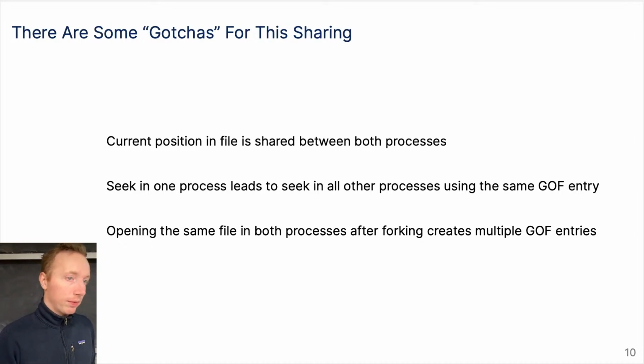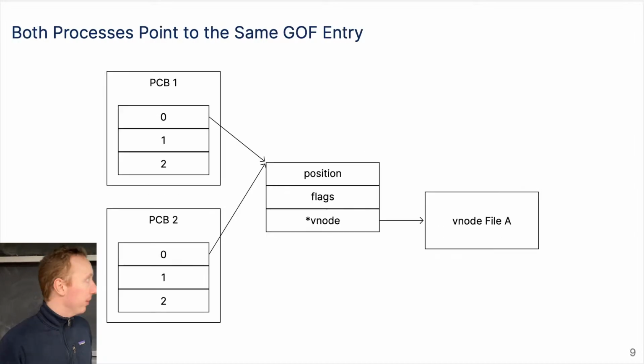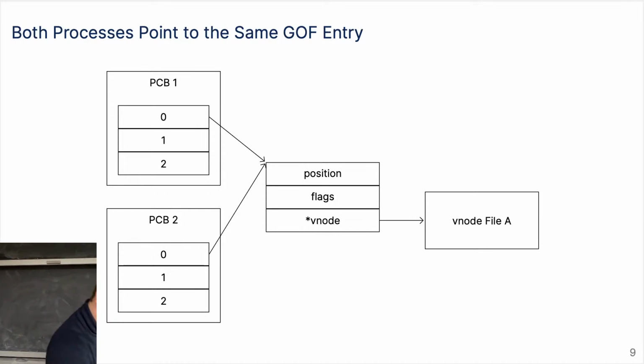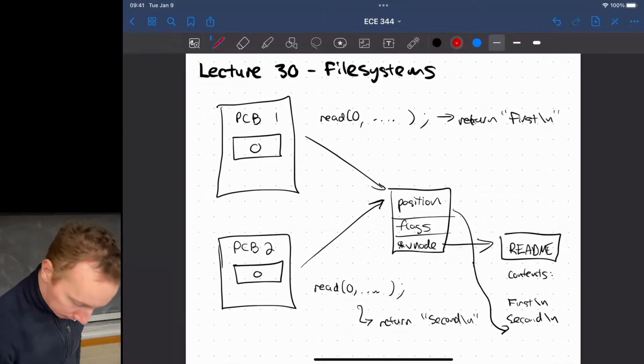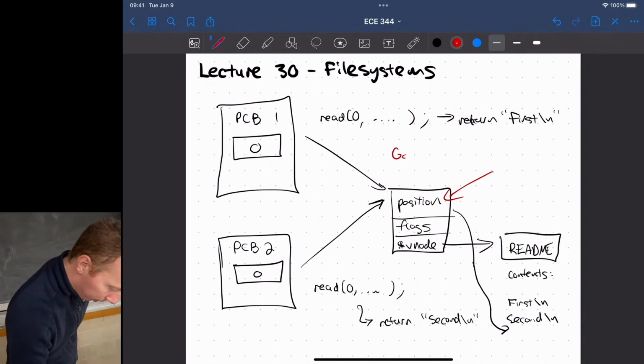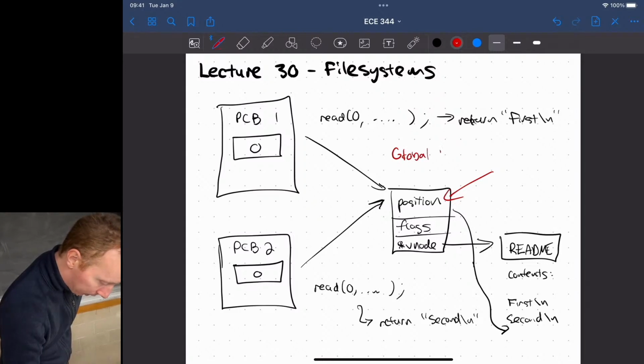Wait, does it not change just the file descriptor's position? Yeah, it changes a file descriptor's position, but they're both pointing to the same global entry, so it would update that. Yeah, but aren't they independent after the fork? The file descriptors are independent, but they're pointing to the same thing. Also, seek affects what they're pointing to. So seek affects this position, and this is in the global open file entry.